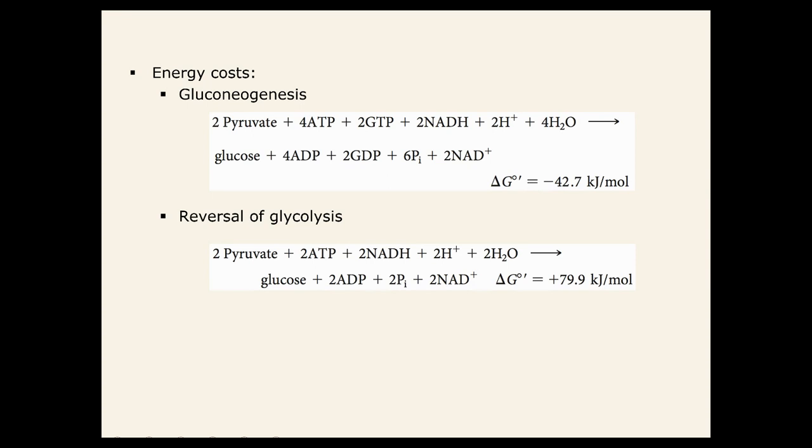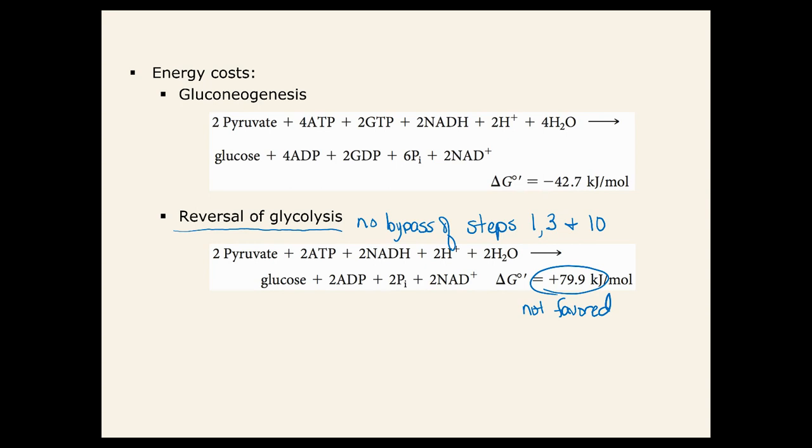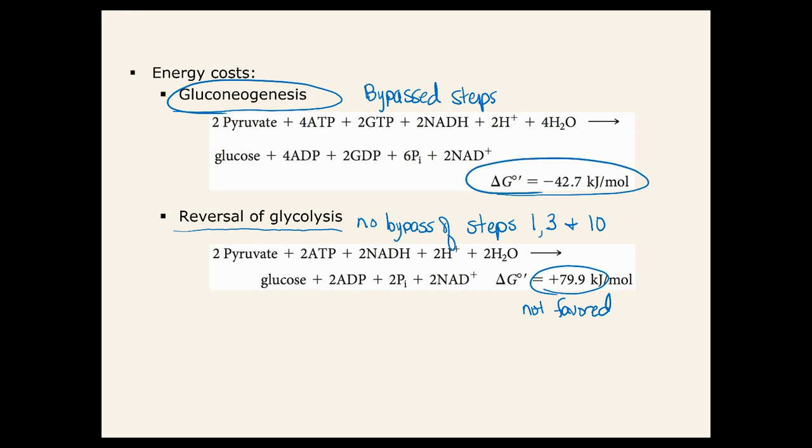Okay, now what this means in terms of energy is if you were trying to reverse glycolysis with no bypass of steps 1, 3, and 10, then that's a plus, not good, not favored. But gluconeogenesis with those bypassed steps can work. Our delta G is negative 42.7 kilojoules per mole. Okay.